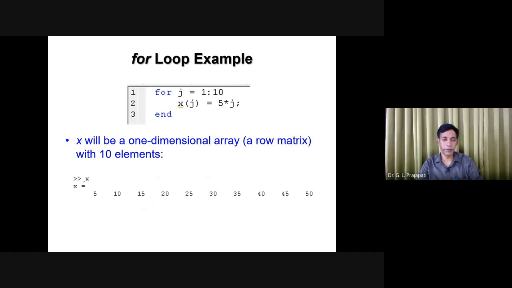If you print x, it is now a vector holding the 10 values: 5, 10, 15. This is just like the table of 5. And if you want to create the table of 27, then instead of 5 you can have 27. This is the way you can obtain the table of any number. So this is the table of 5 up to 10: 5, 10, 15, like this. This is simple.